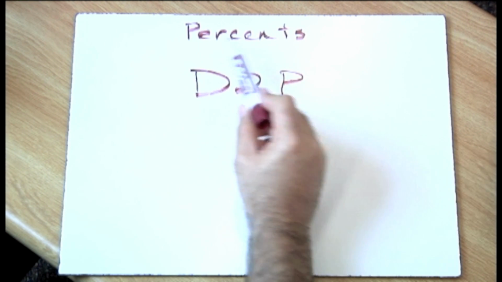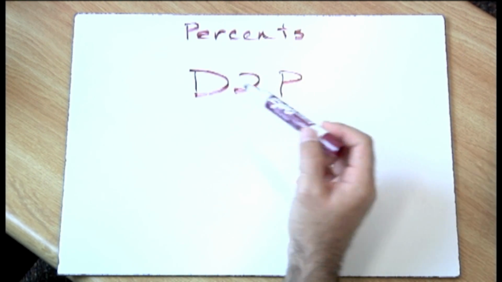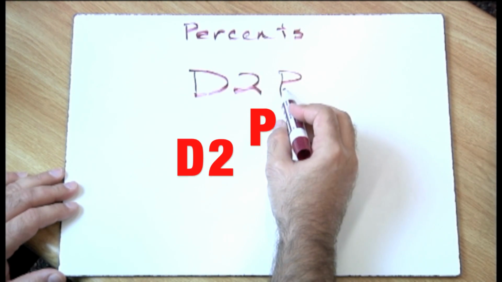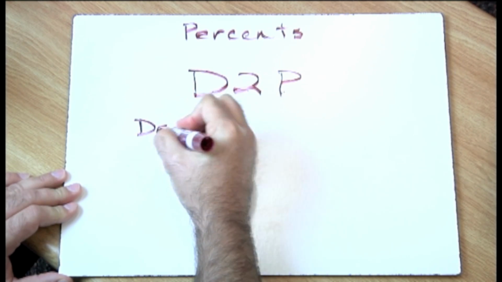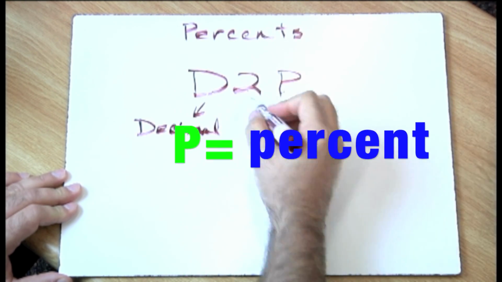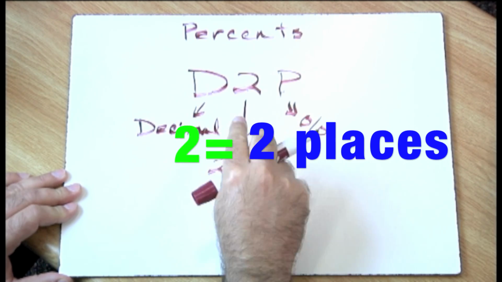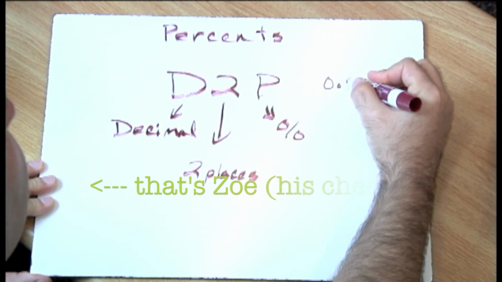So now we're going to talk about converting decimals to percents and percents to decimals. D to P. This is a handy little tool I like to use. D, which represents decimal, P, percent, and 2 places the dot will move. So let's look at some examples.